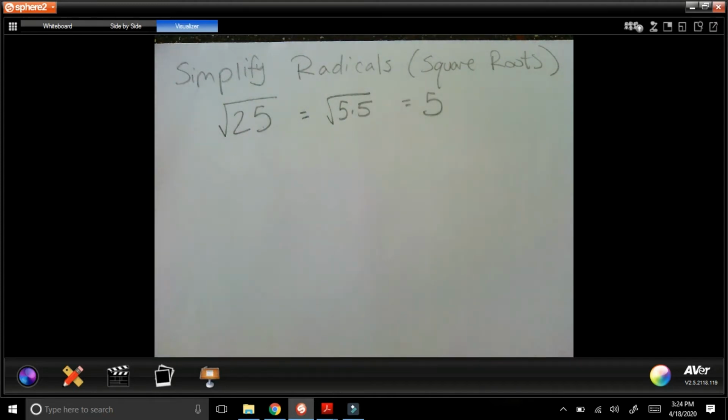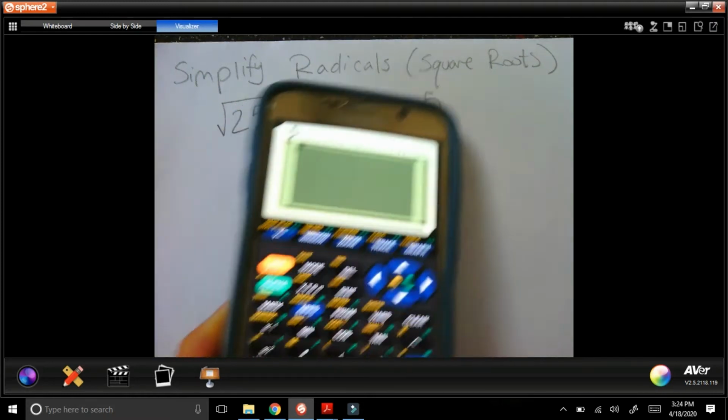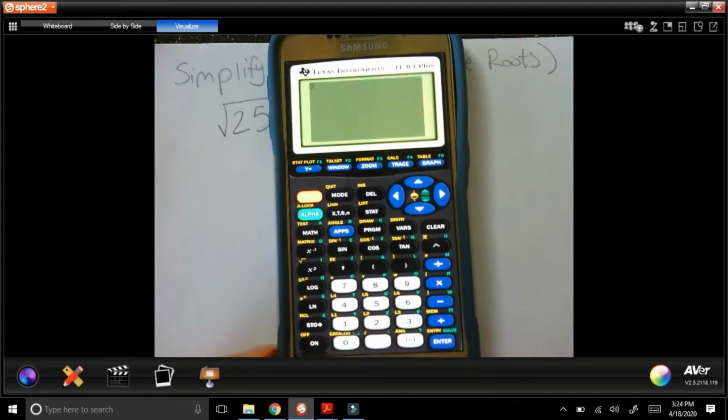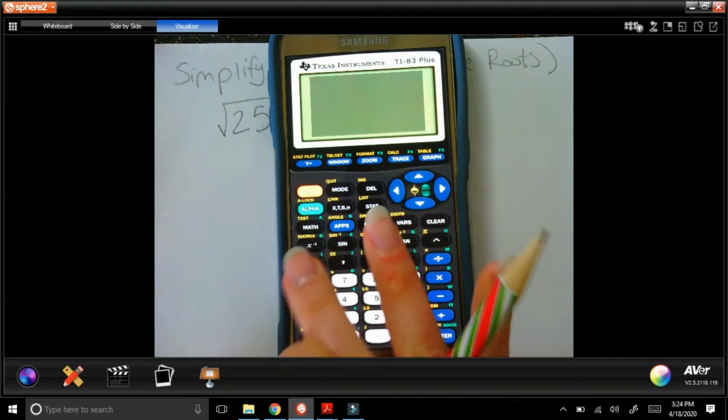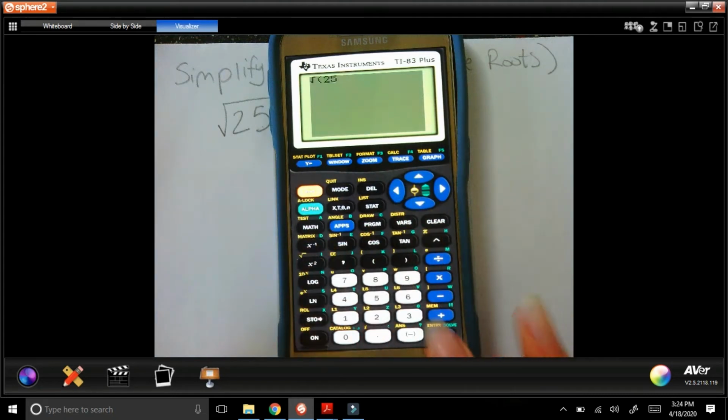Depending on what your calculator is, if it's on your phone, you might have to turn your screen to the side. I have a graphing calculator app here that I like. It actually looks a lot like one of the graphing calculators you can buy at the store. But if I type in the square root of 25, it gives me that the answer is 5. So that's something you should have done in previous math classes.